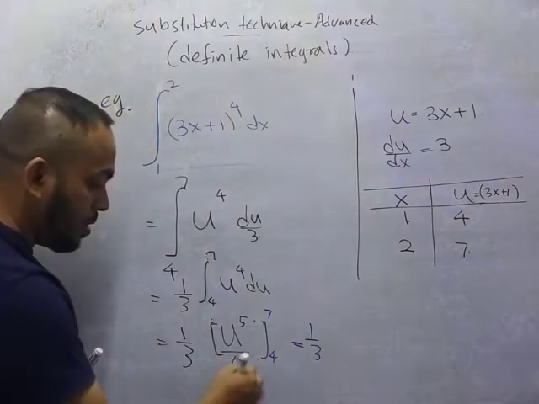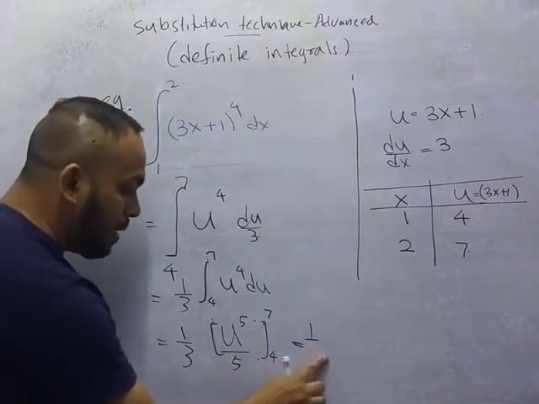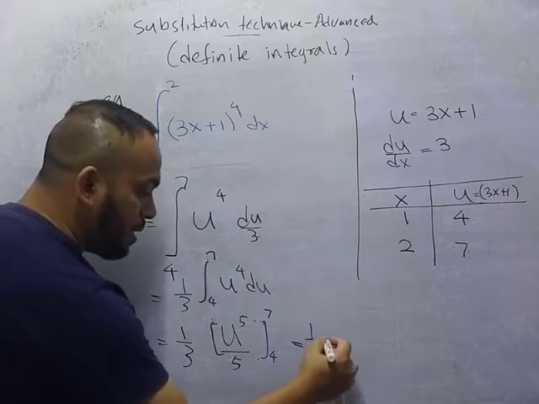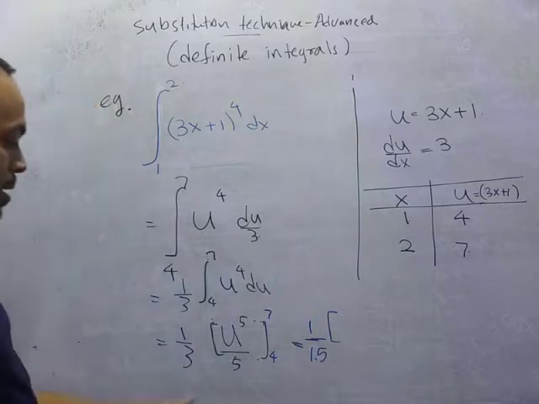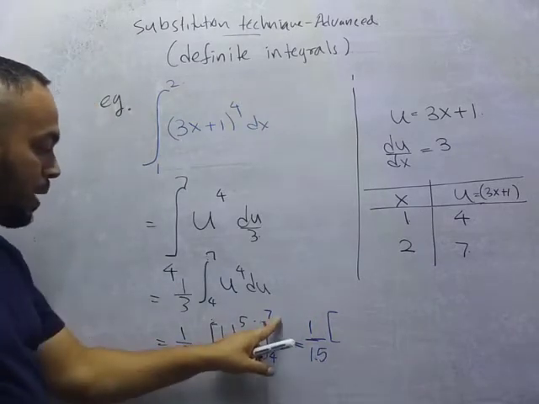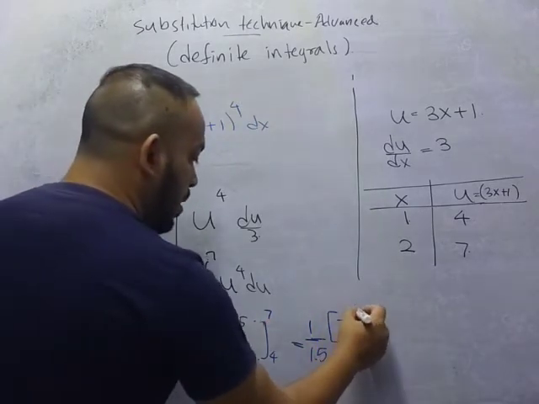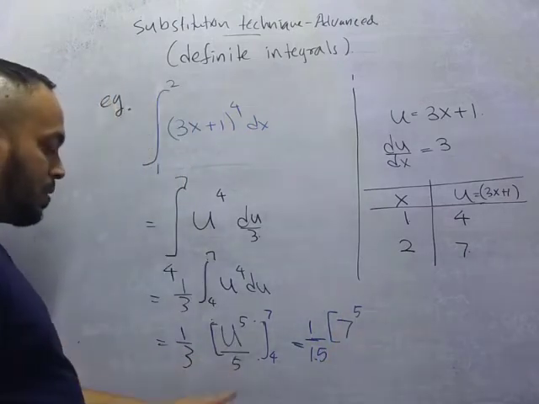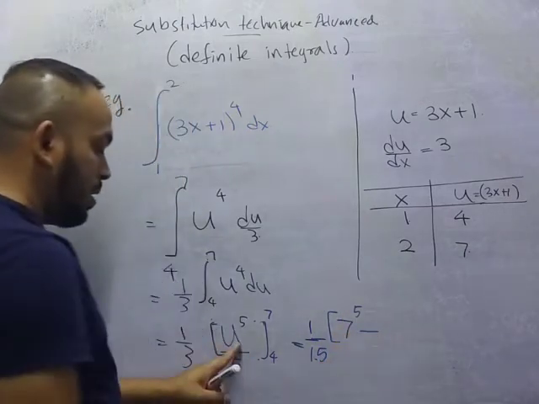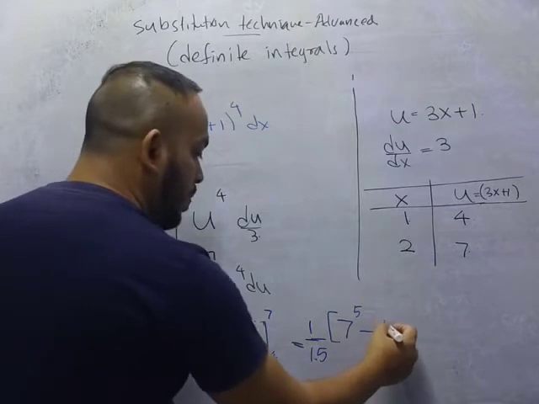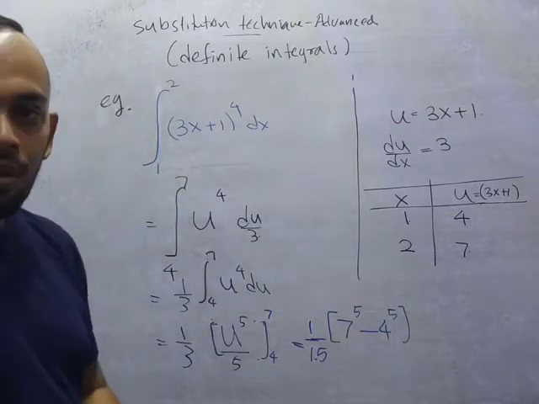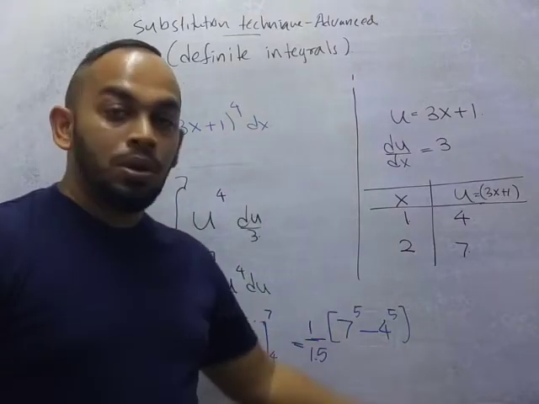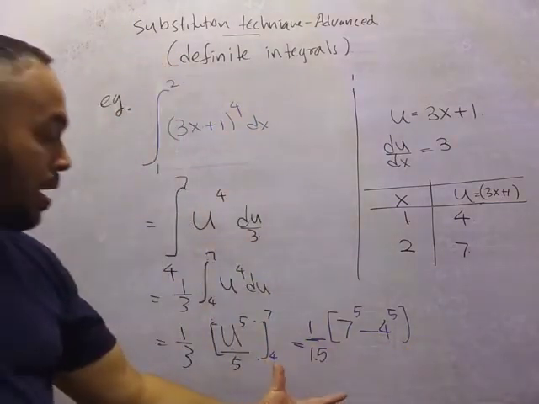So when I factor it out, you get 15 instead. 15, right? Then put it like this. First, replace u by 7. So 7 raised to 5. Then put minus, replace u by 4. 4 raised to 5. So this is the answer. So notice here under a definite integral, you don't put the integration constant. You will get an output like this.